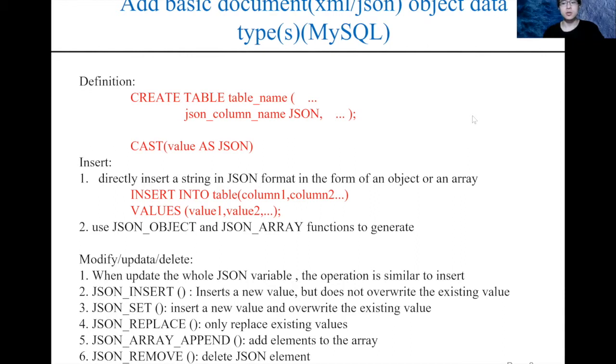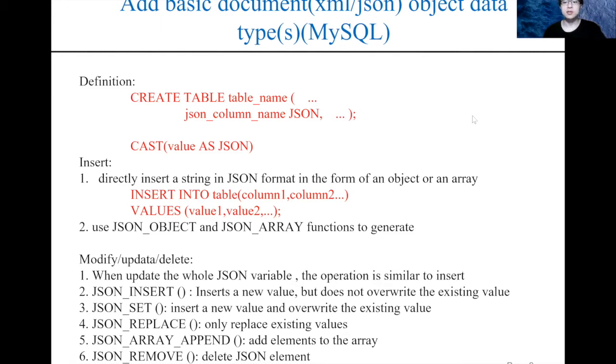Next, I will introduce the second extension method to support document data: adding one or several basic document object data types. At first, we use the case of MySQL. Actually, not only MySQL. TiDB also adopts the same method used in MySQL, although just a limited subset.